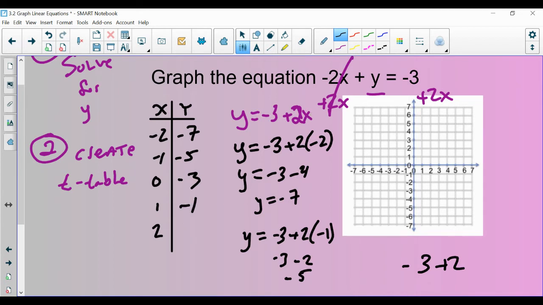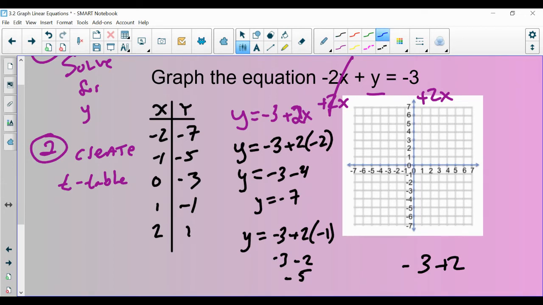You should be seeing a pattern here. It's adding 2, adding 2, adding 2. We should be able to see that our next point is going to be 2 comma 1. But we could verify it to make sure. If I plug in 2 for x, this would be 4. And negative 3 plus 4 is 1.